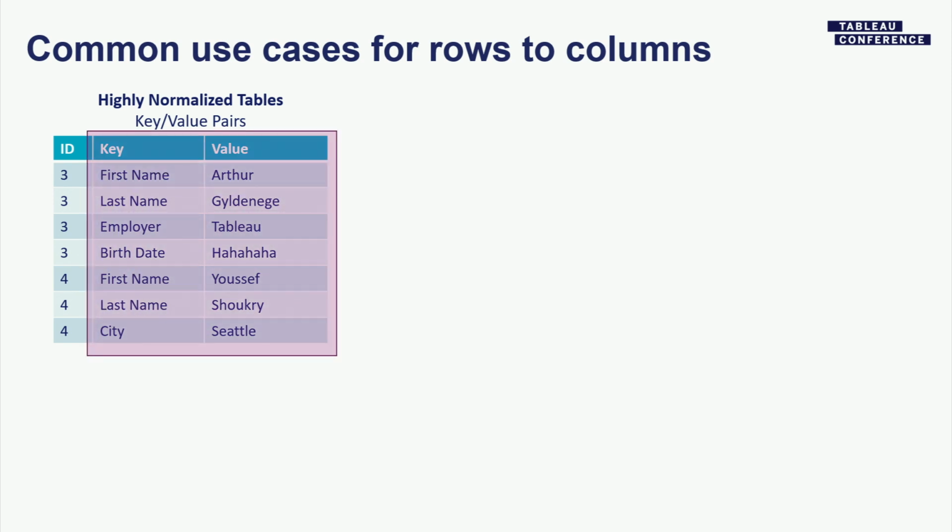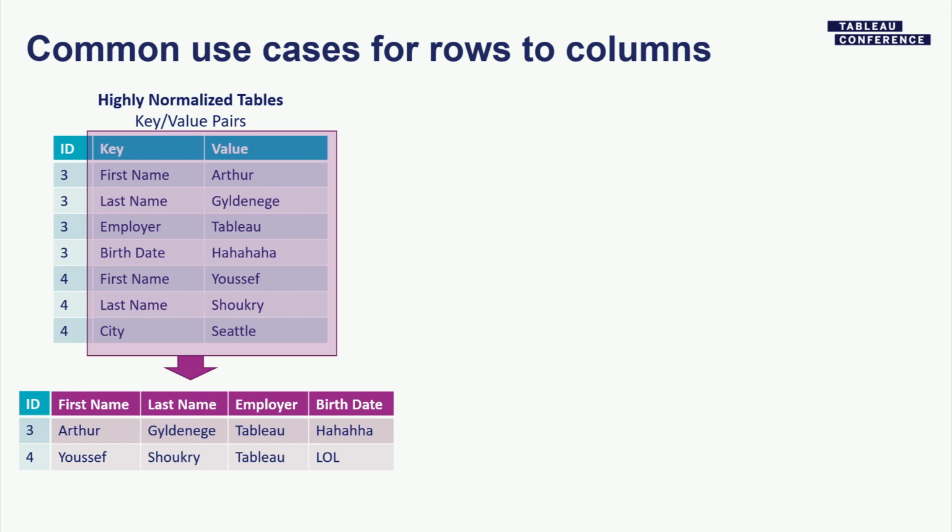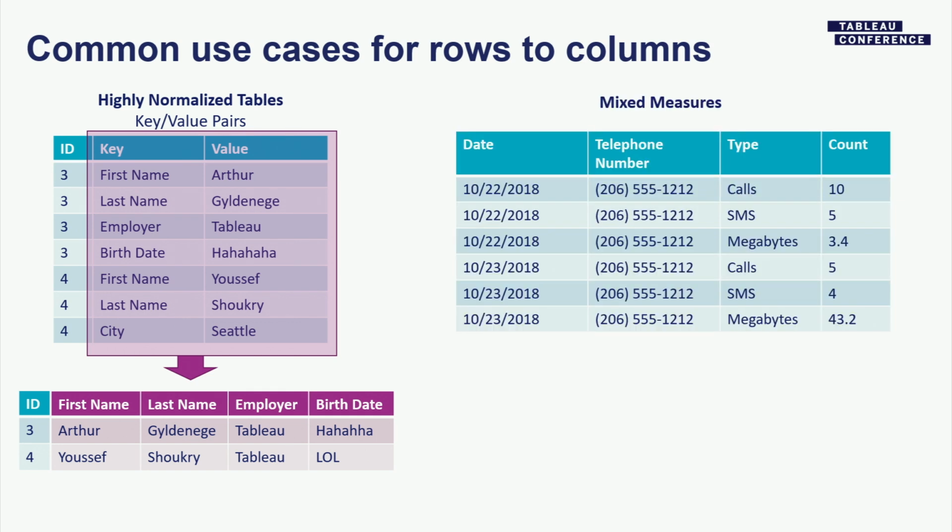So what you want to do is say, I want to take these key value pairs and convert them to something like that. So that's one example of where you might want to pivot rows to columns. You might also see this if you're parsing something like JSON data or have a bunch of key value pairs.